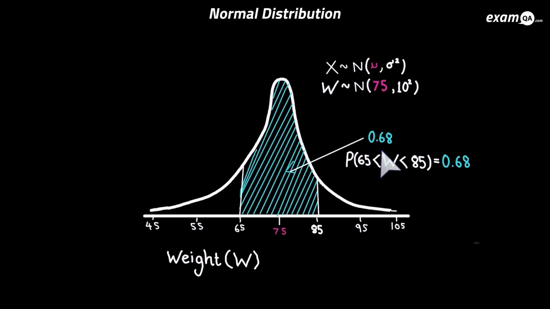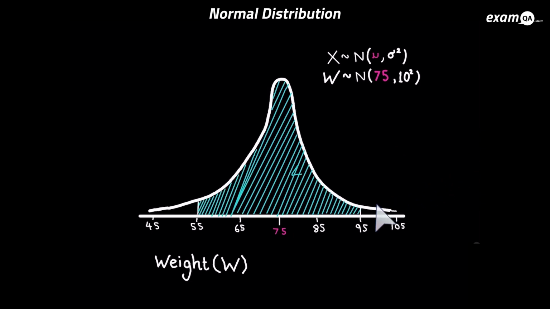Now, this area can also be written like this. It's another notation. It's saying the probability of being between 65 and 85 equals 0.68. Because these values, 65 and 85, are one standard deviation below and one standard deviation above the mean.